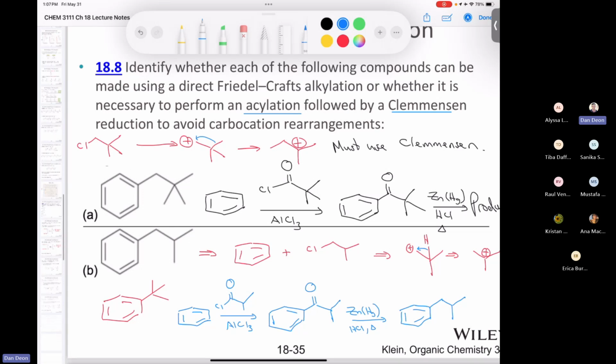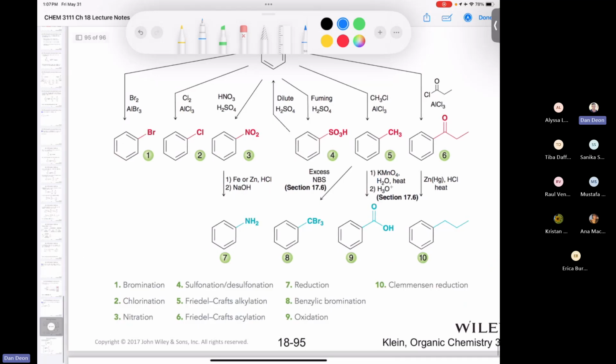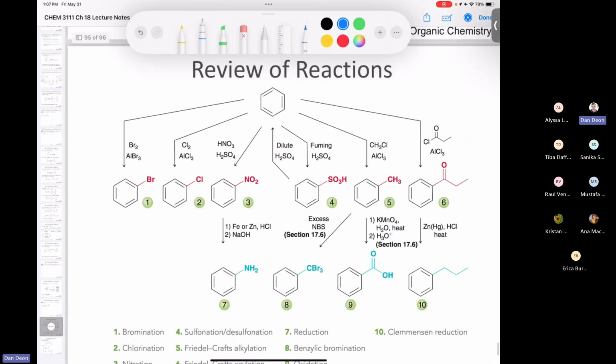So if we go all the way to the end, and I'm probably taking some risks here by doing this, okay, if we look at all the reactions that we covered last class, we covered bromination, and we said not only can you do this with aluminum tribromide, you can also do it with iron tribromide. That will work. We said you can do chlorination, so Cl2 and aluminum chloride. You can also use iron too.